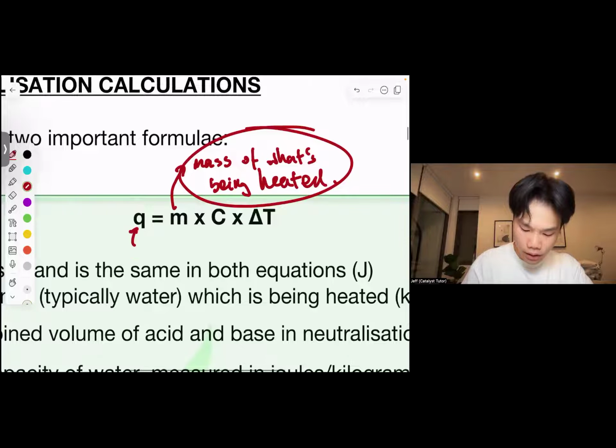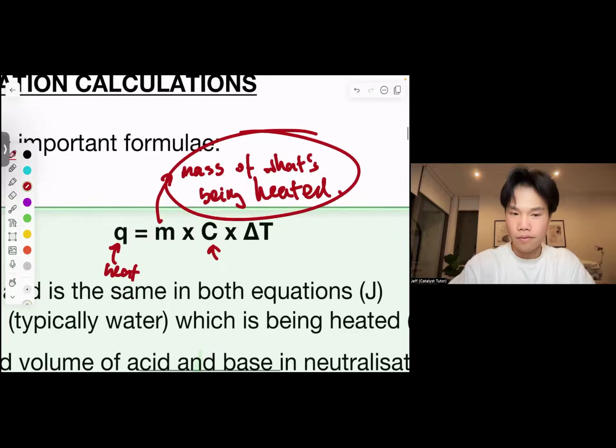Q is your heat. C, what's c? And how do you define it? Specific heat capacity of water. And what does that mean? What does it actually tell us? If I say I have a specific heat capacity of 4.18, what does that actually mean? 4.18 kilojoules per kilogram per Kelvin. Very good, Zoe. How much energy to raise a kilogram of water by 1 Kelvin? This is perfect. So have that clear in your mind.